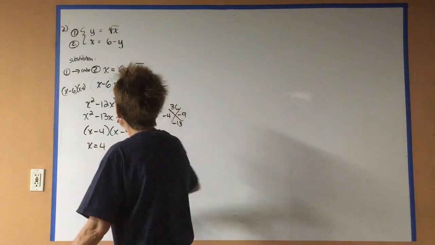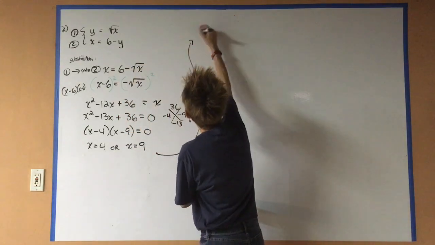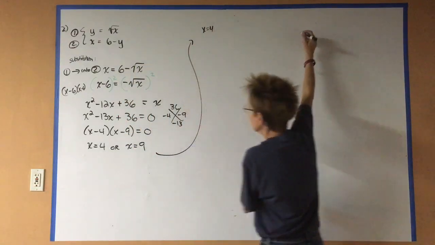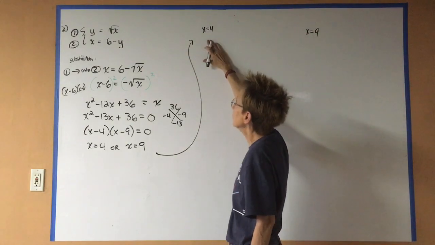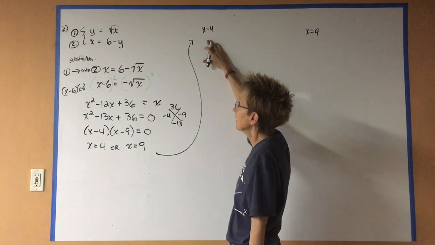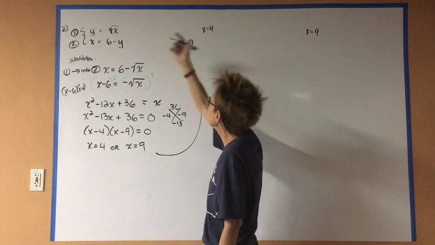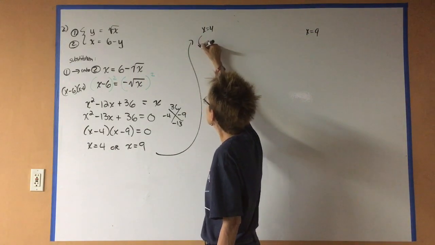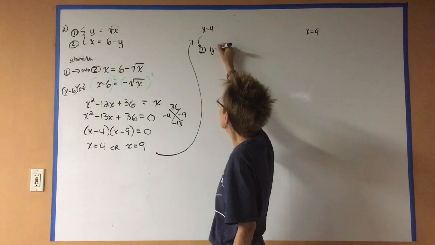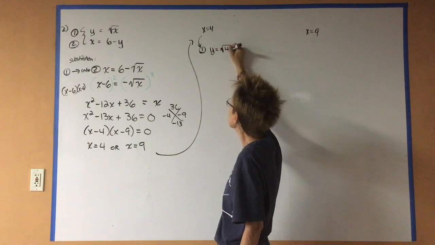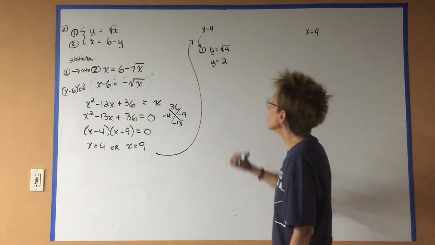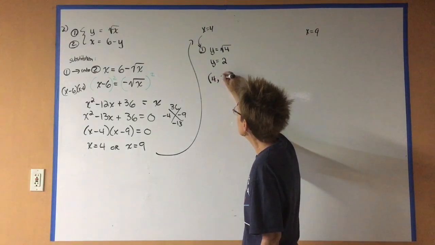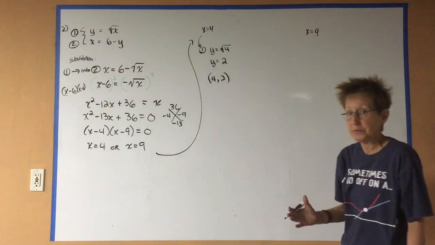So when x is 4, so here we go. Let's do x is equal to 4, and then we'll do x equals 9. I'll try to be a little more organized here on this one. So when x is 4, how can I figure out the y value? Actually putting it into number 1 isn't going to be too difficult, so I'll go ahead and do that. Y is equal to the square root of x, where x is 4. So what's y equal to here? 2. So the ordered pair is 4, 2, if it works.